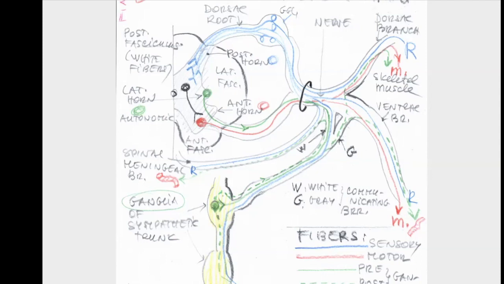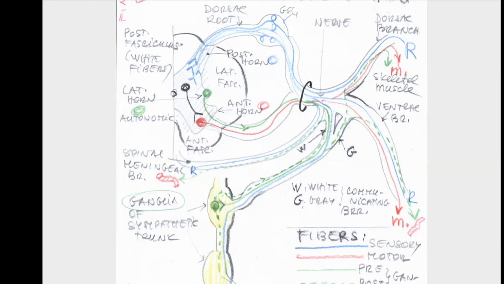It goes through the short connection, which is labeled by W, because this is the white communicating branch, written below this connection, and it goes to the spinal meningeal branch on the left side below the spinal cord. You see the symbols. There is a small capillary or small part of the vessel. That means it innervates the vessels.